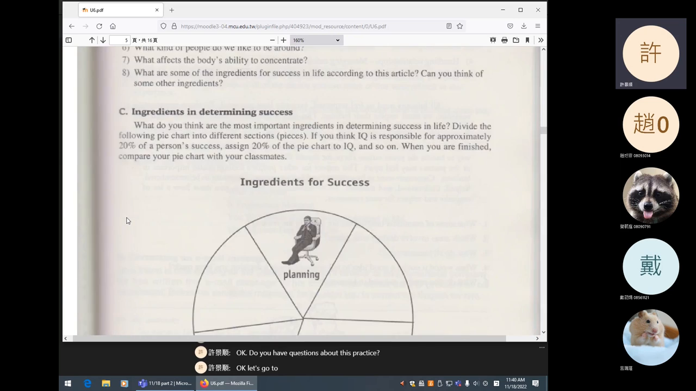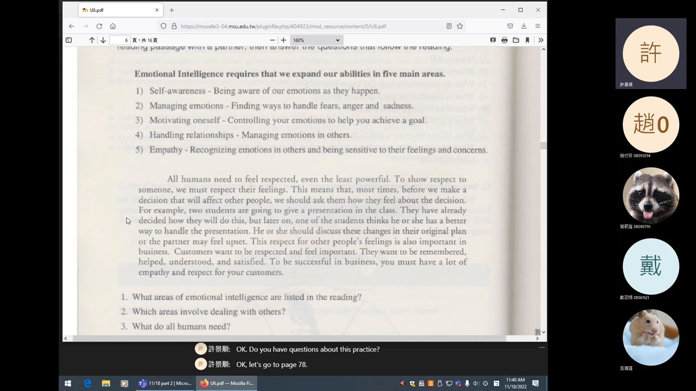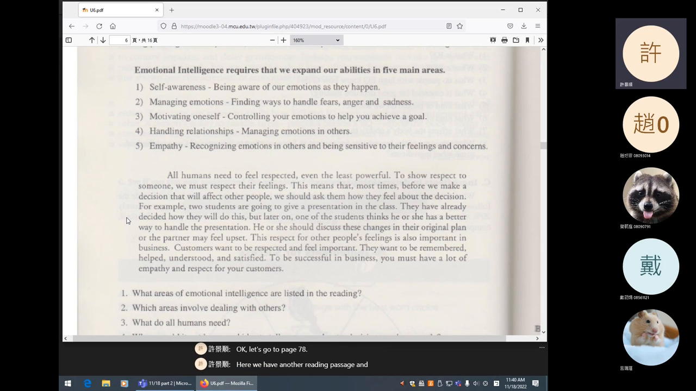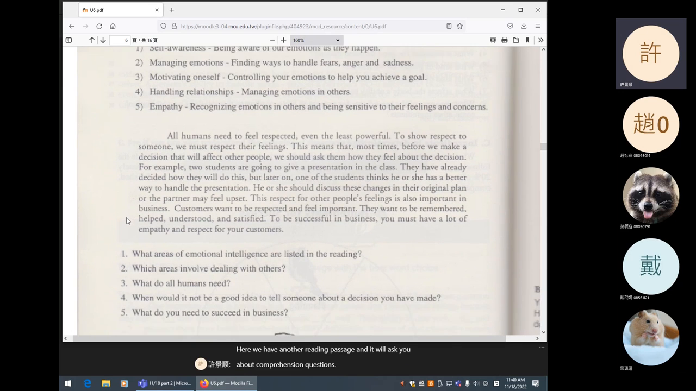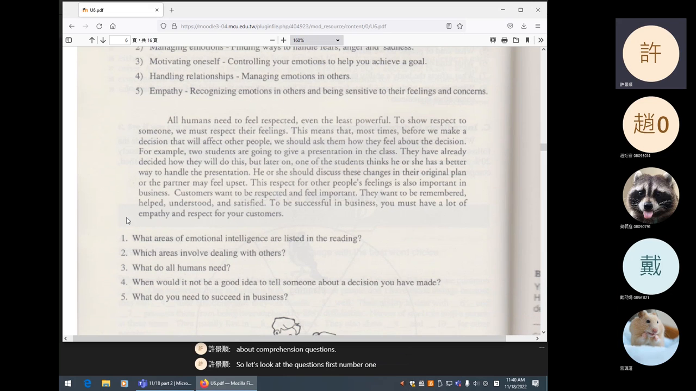Okay, let's go to page 78. Here we have another reading passage, and it will ask you about comprehension questions. So let's look at the questions first. Number one, what areas of emotional intelligence are listed in the reading? Okay, areas of emotional intelligence. Number two, which areas involve dealing with others? Number three, what do all humans need? Number four, when would it not be a good idea to tell someone about a decision you have made? So when would it not be good?